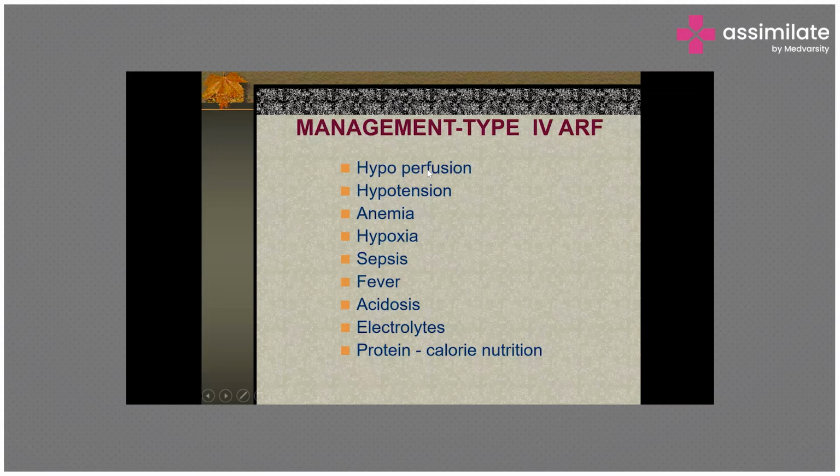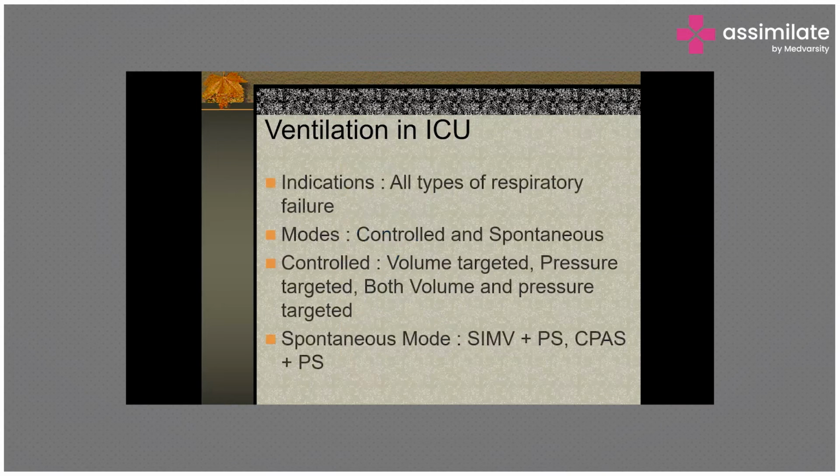We need to treat the cause, like improve the cardiac output, which will correct hypotension. If the patient has low hemoglobin, it has to be corrected with blood and blood products. If the patient is hypoxemic, oxygen support; sepsis should be treated with antibiotics. Fever should be corrected with hypothermic measures. Acidosis should be corrected with ventilator support or bicarb infusions, and electrolyte disturbances can be corrected. If there is muscle weakness, protein, calorie, nutrition can be optimized.